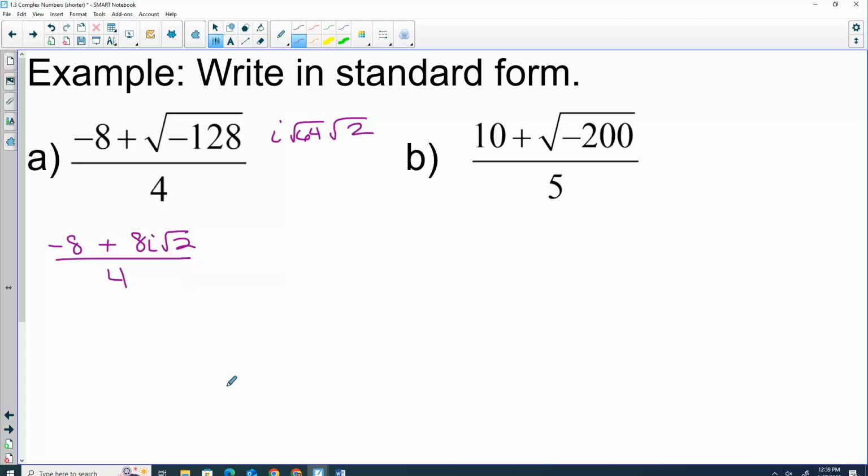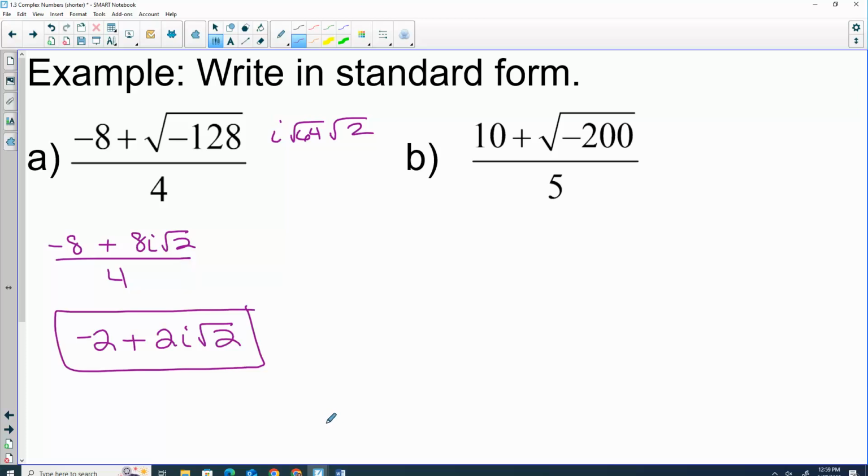Then we divide each one by 4, so negative 8 divided by 4 is negative 2. 8i radical 2 divided by 4 would be 2i radical 2. Am I going too fast with this stuff, or is it coming back? Doing okay? All right, you guys do B.